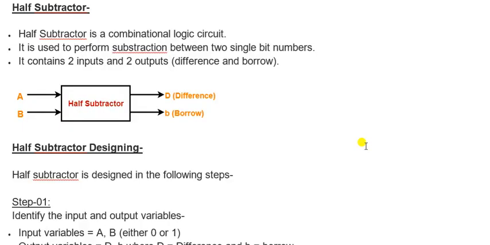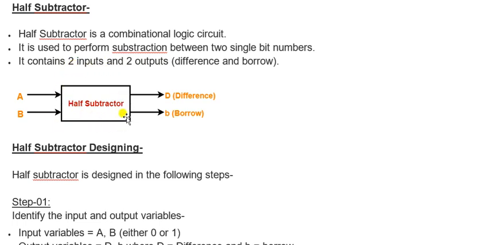Hi, next we want to discuss half subtractor. Half subtractor is a combinational logic circuit. It is used to perform subtraction between two single bit numbers. It contains two inputs and two outputs as shown below in a block diagram.